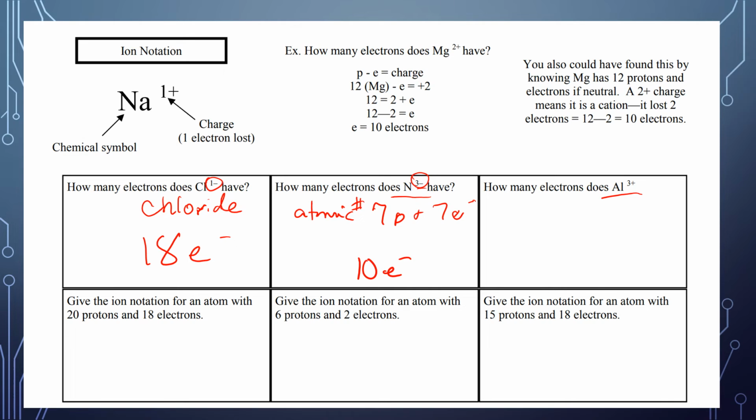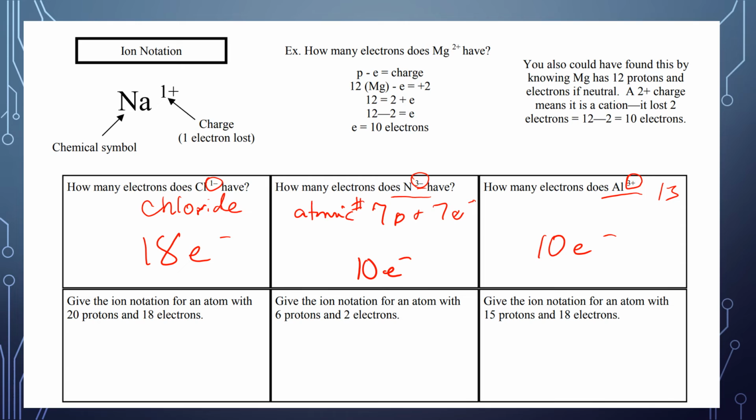Aluminum has an atomic number of 13. So how many electrons does aluminum with a 3 plus on it have? If it has a 3 plus, it is going to lose 3 electrons, and that means it's going to have a total of 10.